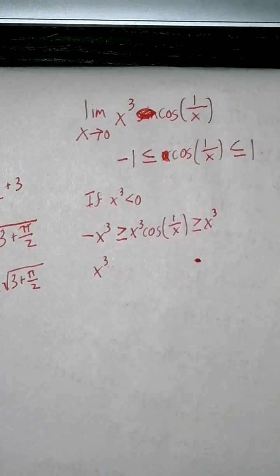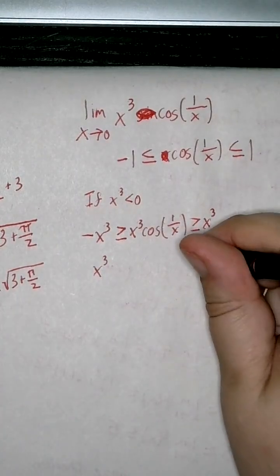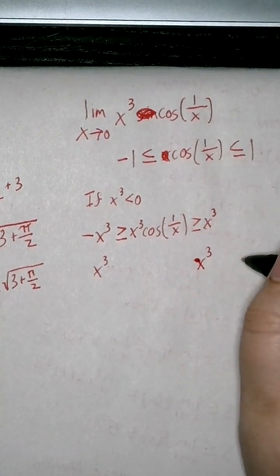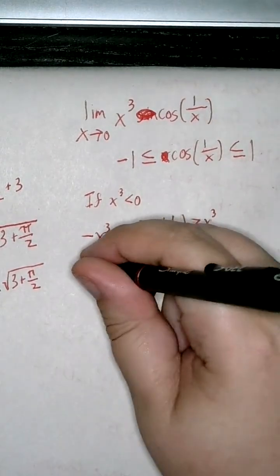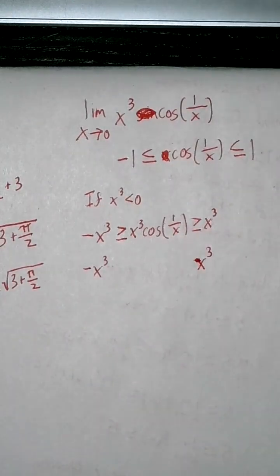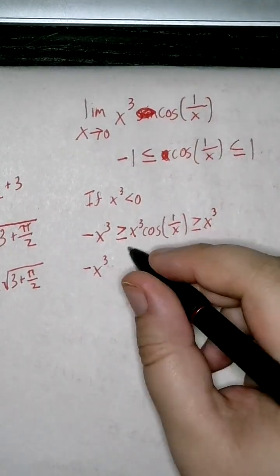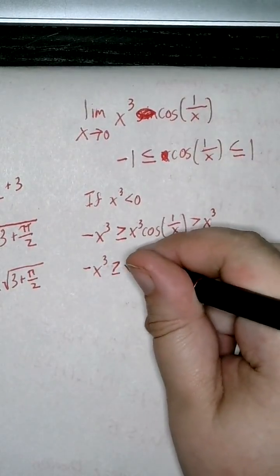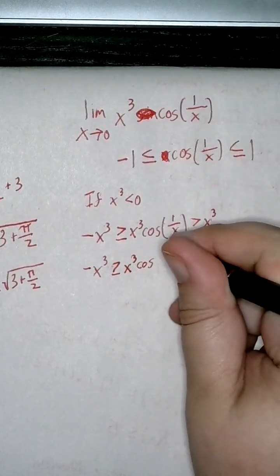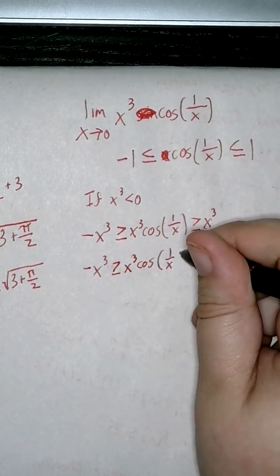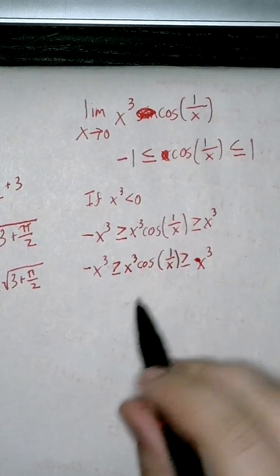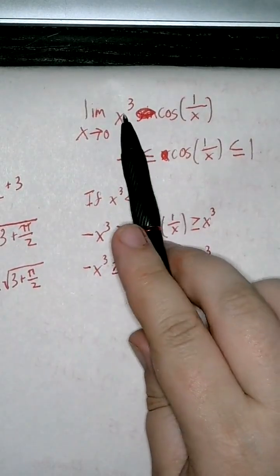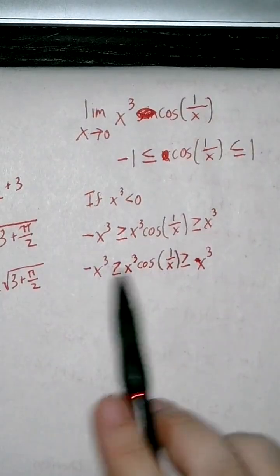Did I do that right? I think I did. Wait a minute, no, this should still be negative. So anyway, I am here. Cosine of 1 over x less than or equal. Okay, so now because this matches this, I'm ready to take my limit.